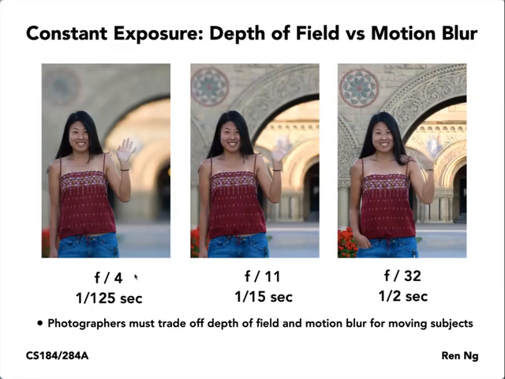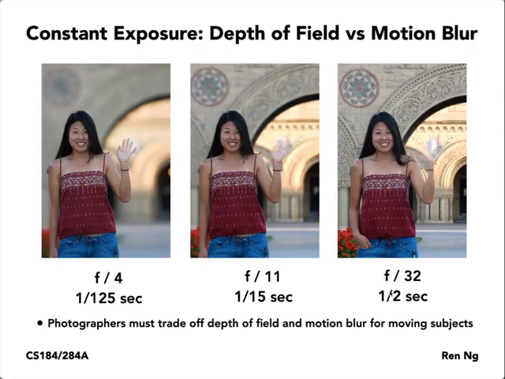We can have a large lens aperture, f4, for a short shutter duration, 125th of a second, or we can have a medium aperture with a medium length exposure, or we can have a small aperture, f32, with a long shutter duration. All of these have the same exposure level, but they have different trade-offs between the lens aperture size and the duration at which we have to open the shutter.